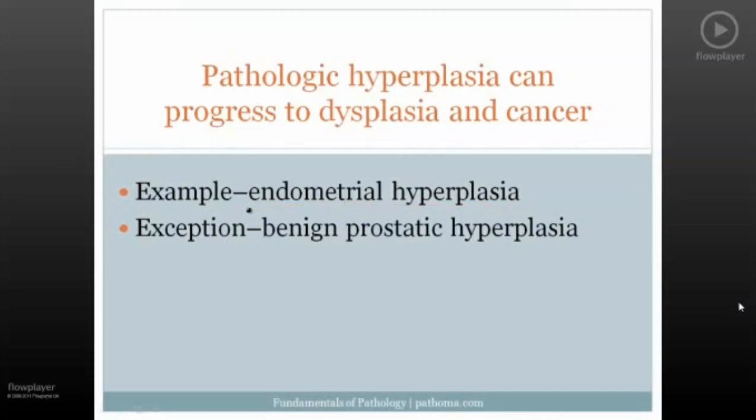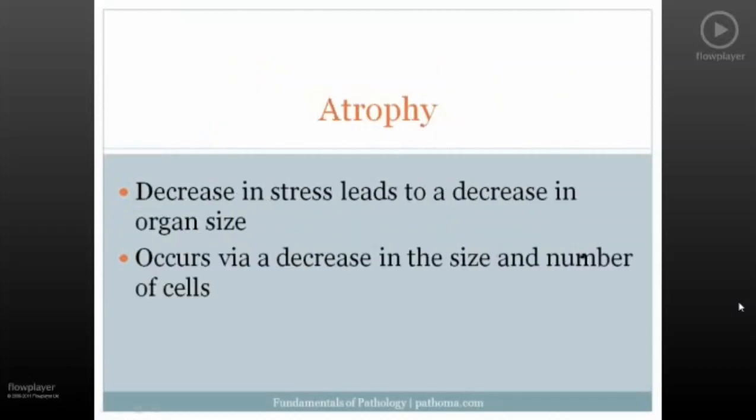Another important point to be brought up here is that there is one very classic exception to this general rule, and that is benign prostatic hyperplasia, or BPH. Now, benign prostatic hyperplasia is a pathologic hyperplasia. However, it is not related to cancer, and there is no increased risk of cancer with BPH. So this again makes for a nice examiner's question, because it's an exception to a general principle. Okay, the next growth adaptation is atrophy.